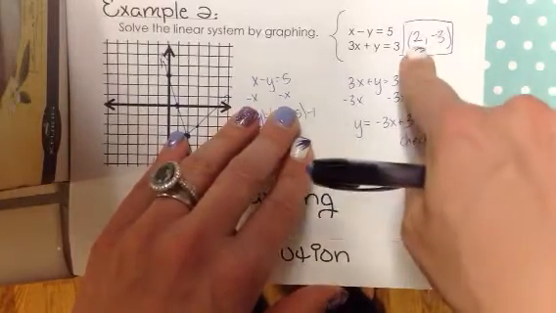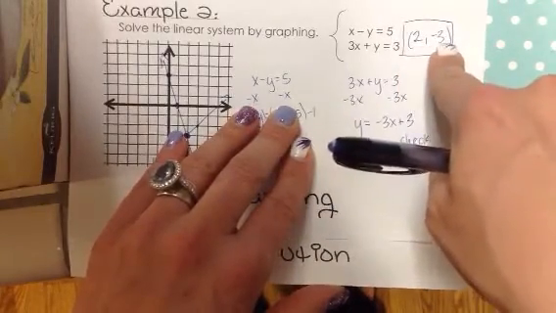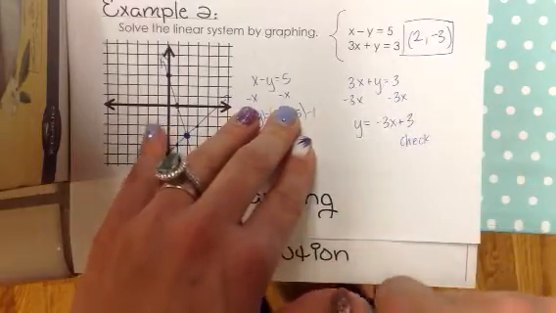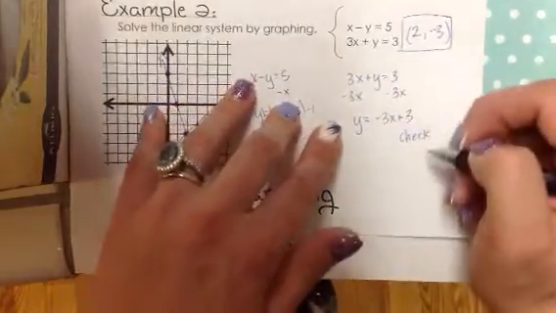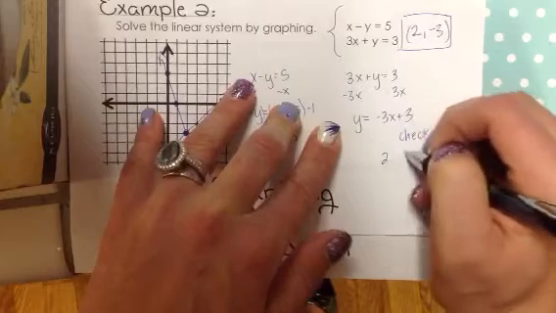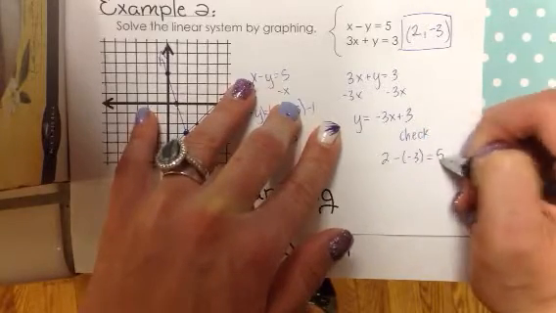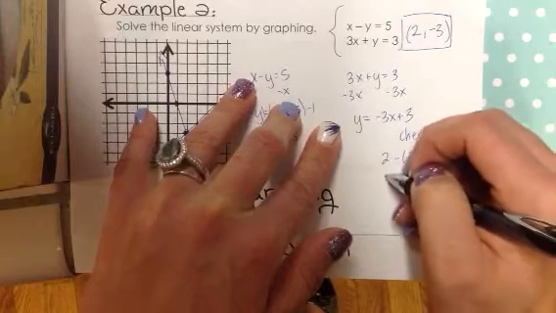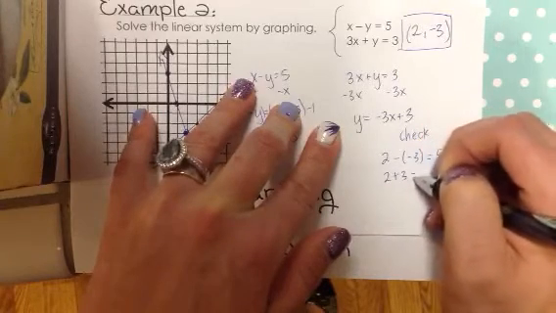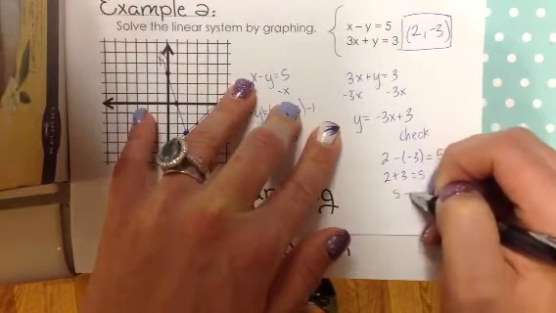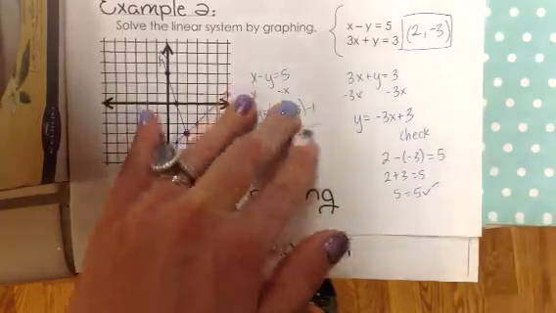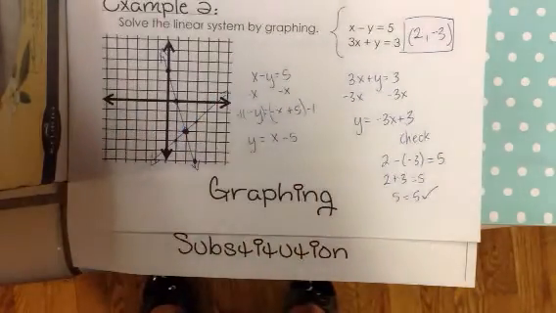We can check this by plugging the 2 in for x and the negative 3 in for y and checking to make sure that the equations are true. So let's plug it into the first one. I get 2 minus a negative 3 equals 5. 2 minus a negative 3, that becomes 2 plus 3. And 5 does in fact equal 5. So we got the right solution. And that's it for how to solve by graphing.